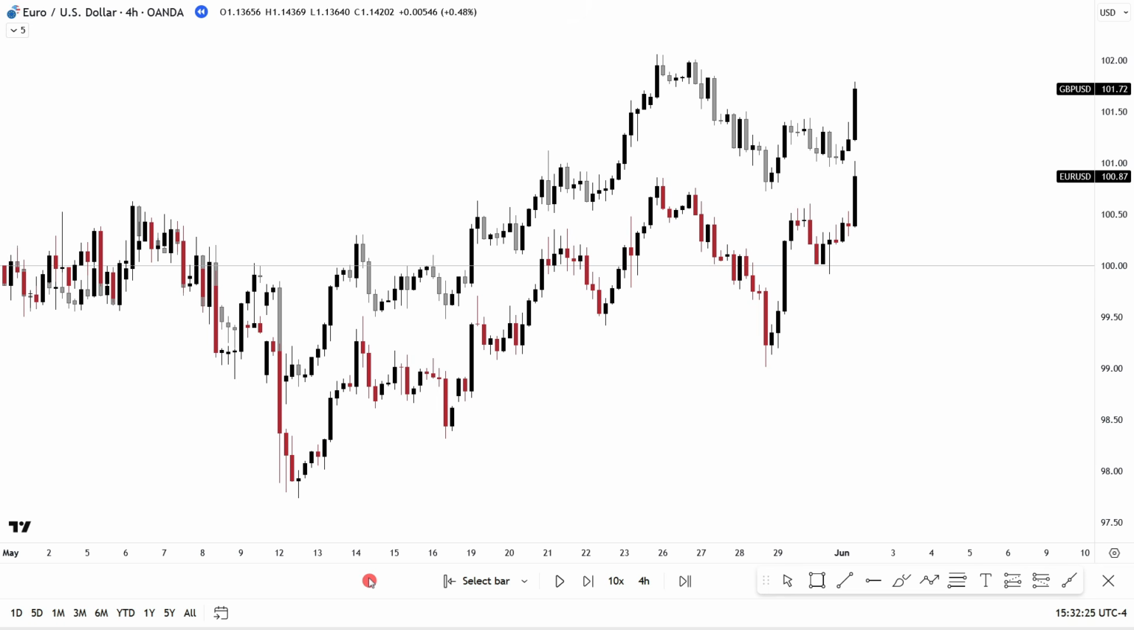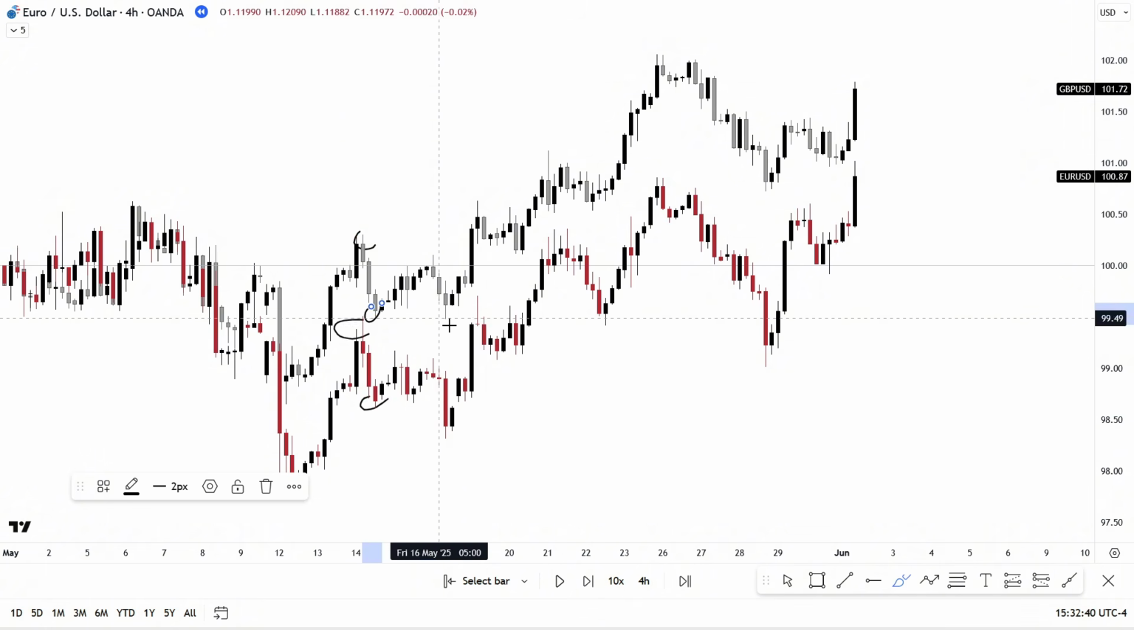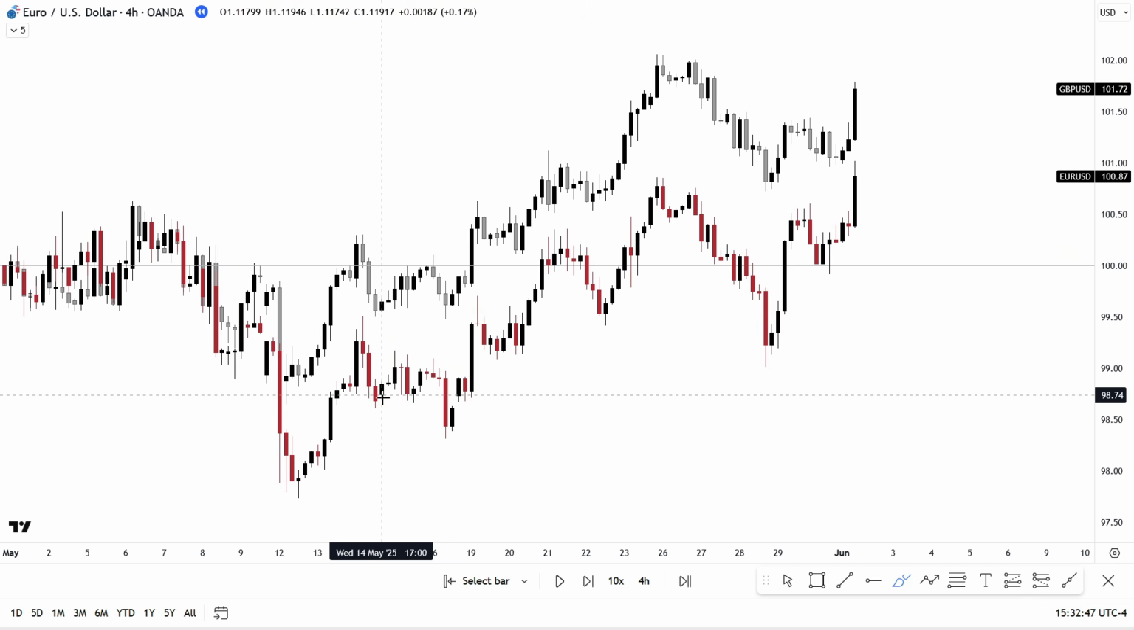Okay, so what do we have here? We have Euro USD, and what's in these black and gray candles, this is GBP USD. And usually these two move together. So you can see price made a high, price made a high, price made a low, price made a low, and so on. So the first inconsistency that you can see is this low.